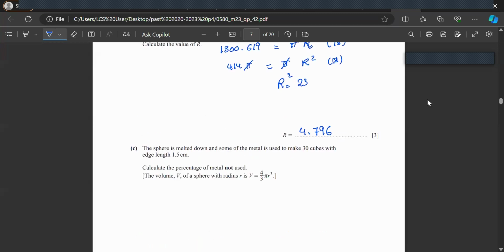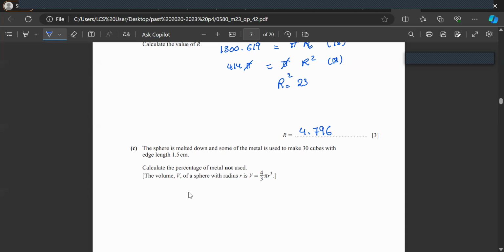Okay, then the sphere is now melted and some of the metal is used to make 30 cubes with edge length 1.5 centimeter. Calculate the percentage of the metal not used. Now the sphere is melted. Not all of it is used, only some of it. This some of it is used to make what? 30 cubes with edge length 1.5 centimeter.